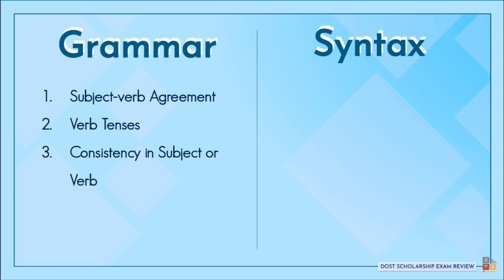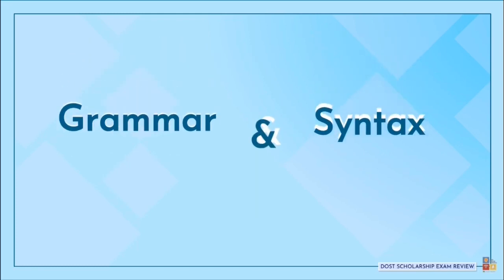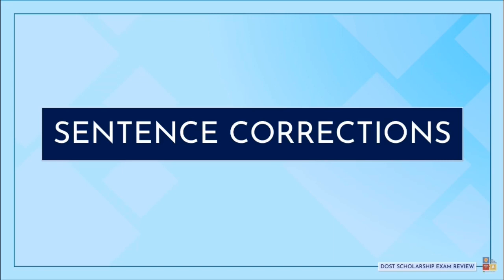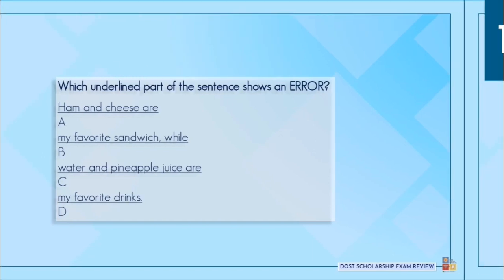Now, these are the lists of subtopics that we'll explore for grammar. That's subject-verb agreement, verb tenses, and consistency in subject or verb. For syntax, we have rephrasing, paraphrasing, and sentences with similar meaning. Okay? So let's start with grammar. Grammar items usually come in the form of sentence corrections, like this. Okay? We will answer this item later.